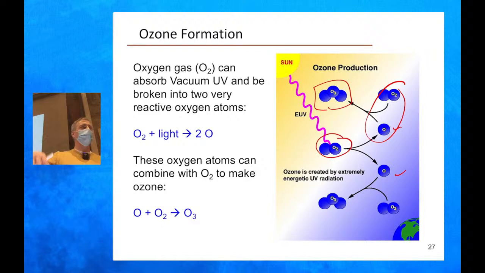So there's what we call an equilibrium, this constant formation of ozone and constant destruction of ozone through natural decay. And it leads to what we call a steady state concentration of ozone that's present in the atmosphere at all times.